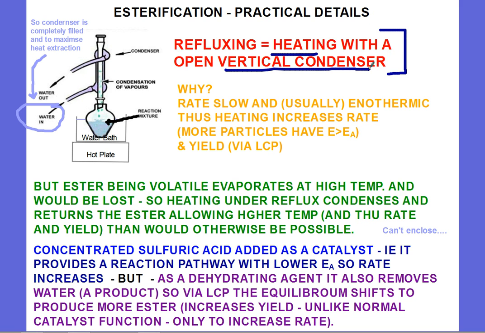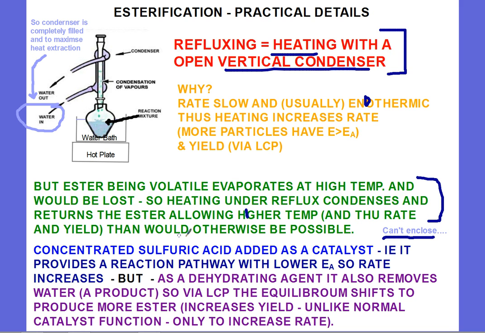But why do we do refluxing? Well, the reason is the rate is slow for esterification and it's usually endothermic, and thus heating increases the rate because more particles have energy above the activation energy, and increases the yield via Le Chatelier's principle. But then the problem with heating is that the ester, being volatile, evaporates at the high temperatures and would normally be lost. So heating under reflux condenses and returns the ester, allowing higher temperatures, and thus higher rate and yield, than would otherwise be possible if we weren't refluxing, because we'd just lose our ester. Another thing you might want to mention is that we can't enclose the reaction because that would cause a pressure explosion, but the key idea is we can use higher temperatures than normal because by the refluxing process the ester condenses and is returned so we don't lose the ester.